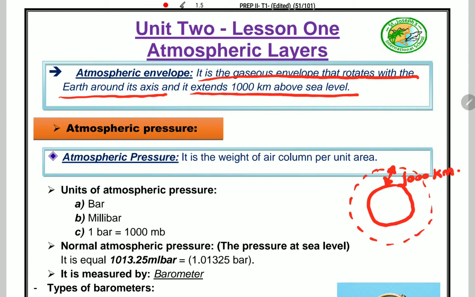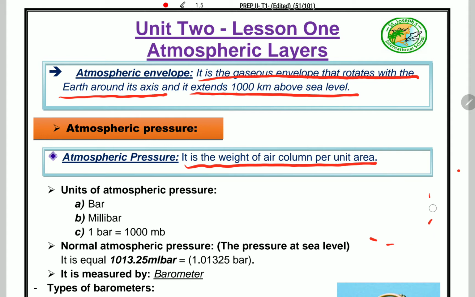For sure, this mixture of gases has weight, and due to this weight, it causes something called the atmospheric pressure. So what's the atmospheric pressure? It's the weight of the air column per unit area. We can measure this atmospheric pressure in bar, or in millibar. You should know that 1 bar equals 1,000 millibar.